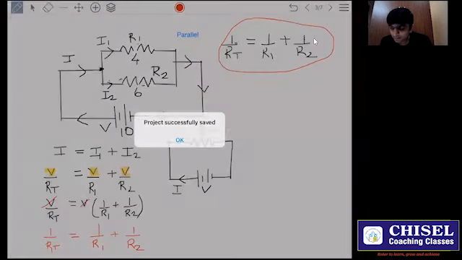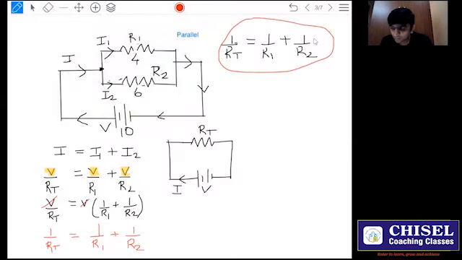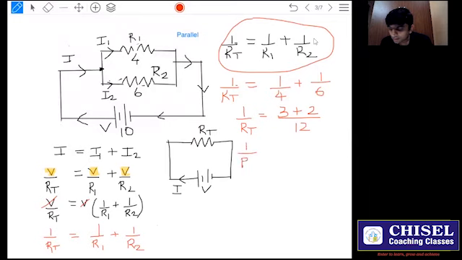The total resistance is calculated as 1 upon RT, 1 upon RT is equals to 1 upon 4 plus 1 upon 6. Okay, 6 and 4 का LCM होगा 12. So this becomes 3 plus 2 upon 12. This is the value of 1 by RT, and this is nothing but 1 by RT is equals to 5 upon 12.